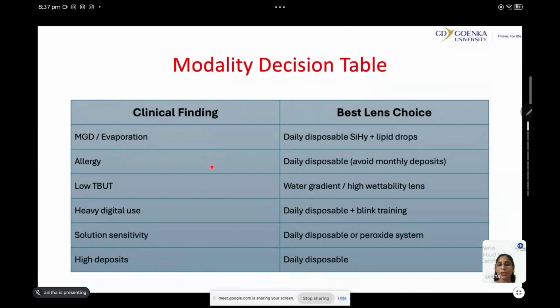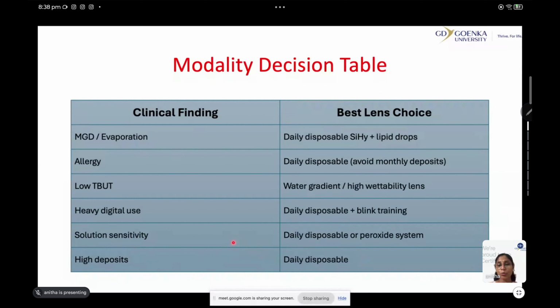If they have an allergic situation, then obviously daily disposables. Avoid deposits in monthly wear lenses. Low tear breakup time, so you can recommend a water gradient contact lens which has high wettability. Heavy digital usage people, it's always good to go in for daily disposables and blink training or blink exercises.